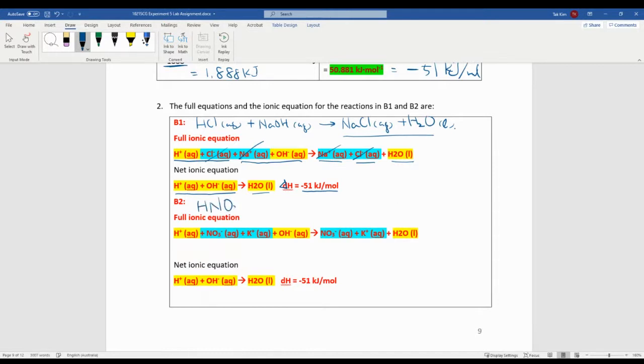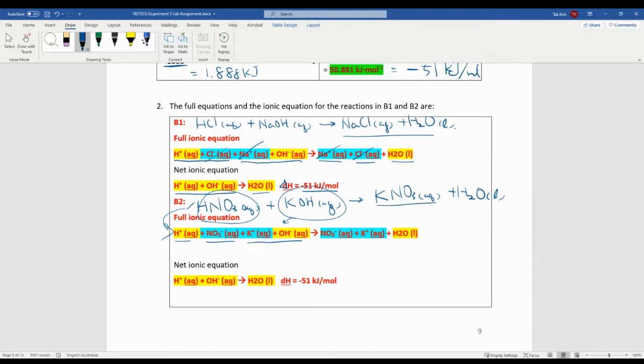Right? And then for B2, since we don't have a full equation, we just need to write it down. We started with nitric acid aqueous solution plus potassium hydroxide aqueous goes into potassium nitrate aqueous solution plus water. And then for the full ionic equation, you'll need to write everything over here into ionic form. So H plus NO3 minus from nitric acid plus K plus OH minus from your base, which is potassium hydroxide.